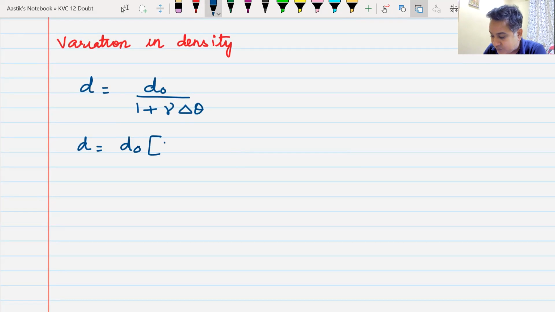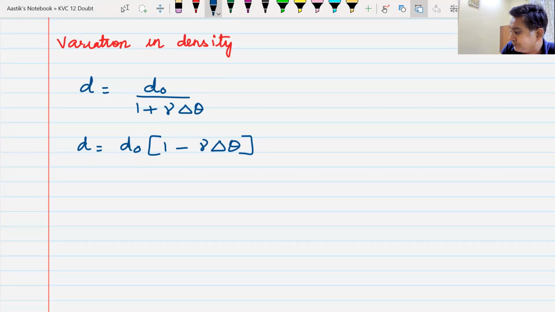If you do not want to write it in this form, you can write it in another form. Because gamma is very, very small, you can use binomial expansion, and this becomes a formula for density as a function of theta. With change in temperature, density decreases. You can write it as d naught divided by 1 plus gamma delta theta, or you can write it as d naught multiplied by 1 minus gamma delta theta. They both come from the binomial expansion. Do we understand this? Yes or no?